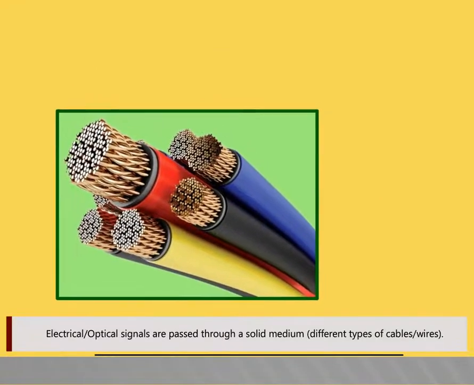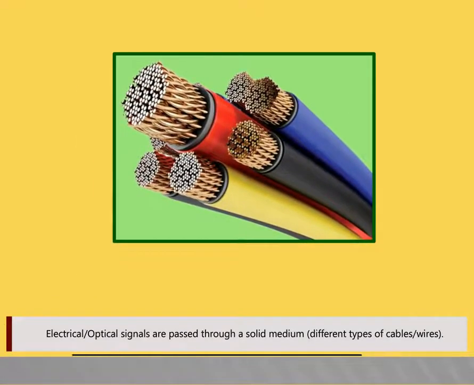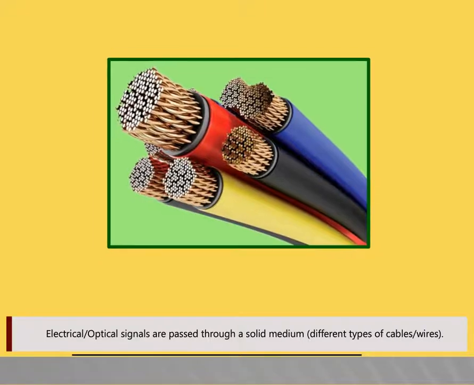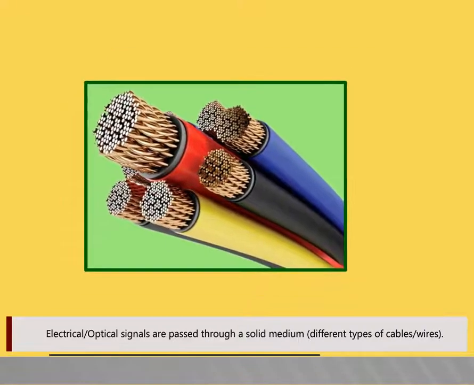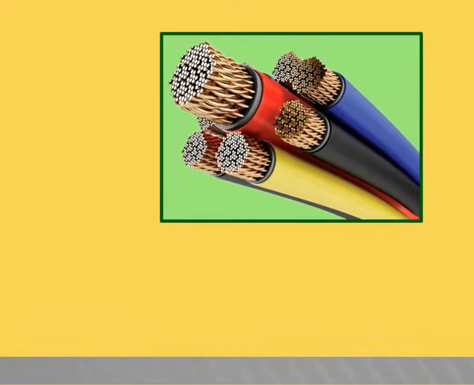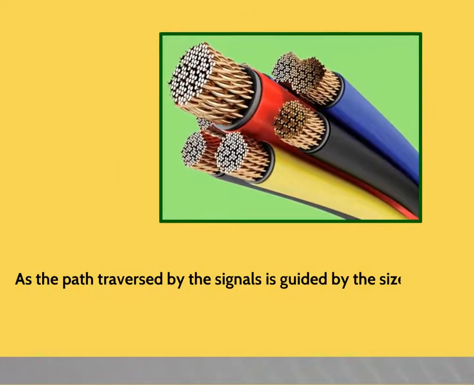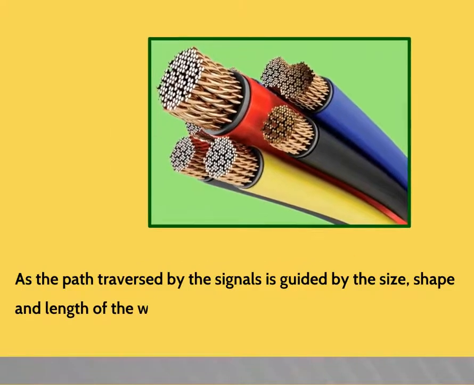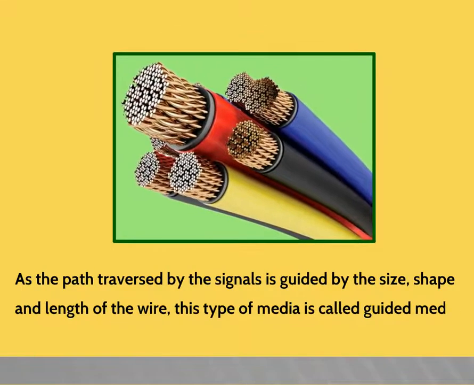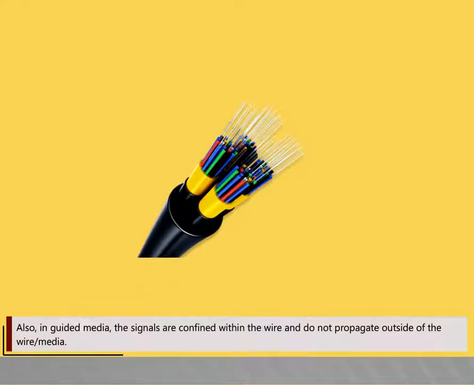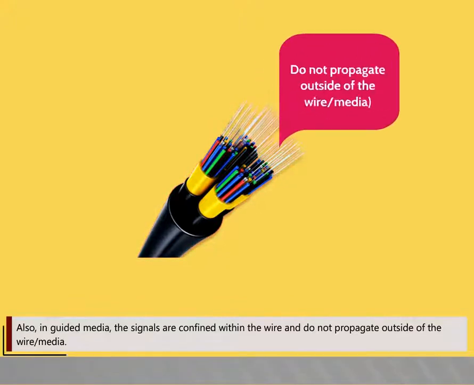Electrical or optical signals are passed through a solid medium, that is different types of cables or wires. As the path traversed by the signals is guided by the size, shape, and length of the wire, this type of media is called guided media. Also in guided media, the signals are confined within the wire and do not propagate outside of the wire or media.